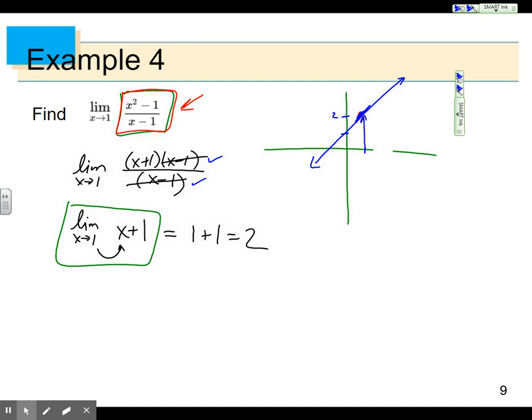So I'm telling you that all the function values on this rational function are the same as all the function values on this linear function at every point except for 1. Well, that's good news. I don't really need it to be the same at 1. I just need it to be the same as x gets close to 1 right here. And that's what I did. And I saw that the value is 2. So I cheated a little bit on there. It's really cool how that works.